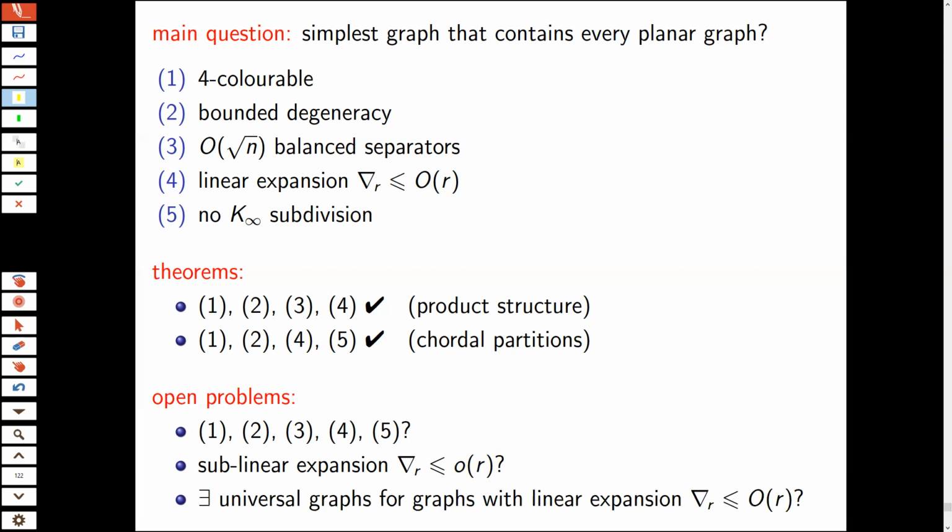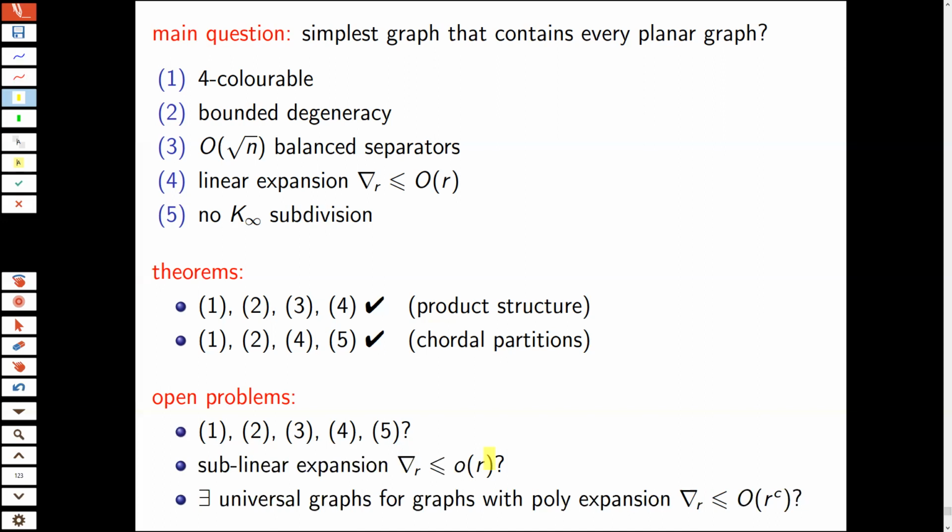What about universal graphs for broader classes of graphs? What about if your input class is the classes with linear expansion? Can you get a universal graph for that class? Don't know. But what if you replace linear by polynomial expansion? Is there a universal graph for that class? Again, I have no idea, but I think these are interesting questions.